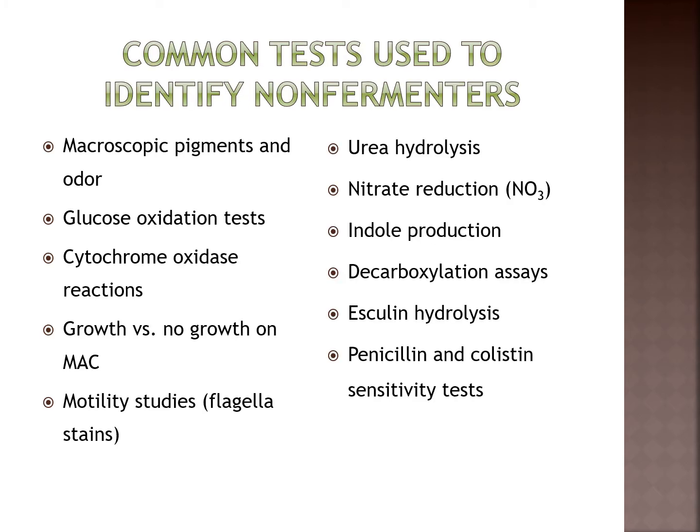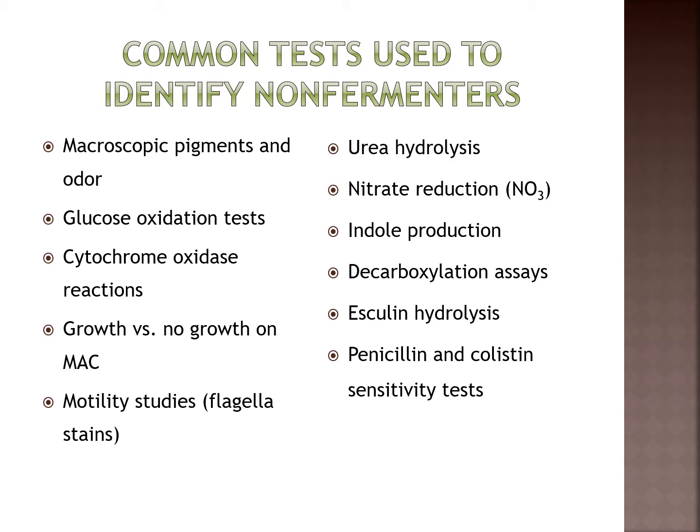Again, I'd highly recommend that you take a look at that flowchart in your Mahon textbook. Some common tests used to identify non-fermenters would be the macroscopic pigments and odors. A lot of times these non-fermenters are pigmented, and those pigments get brighter and those odors get stronger at room temperature. We can do glucose oxidation tests and cytochrome oxidase reactions.